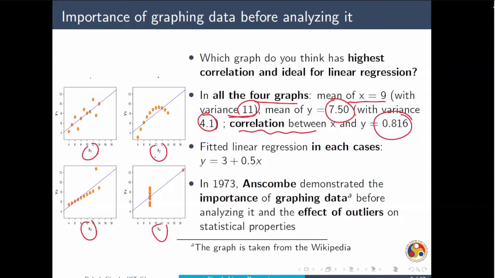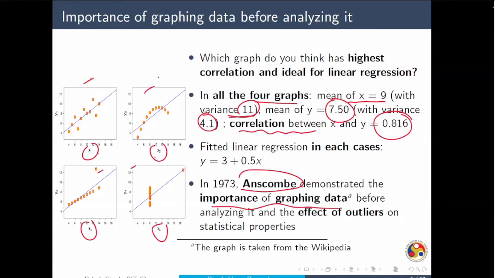Now, see that these graphs are extremely different. From this one to this one to this one, they are all extremely different from each other. But still we have exactly the same average with respect to X and Y, and the correlation in all cases is 0.81. This is called the Anscombe graph. He demonstrated it in 1973 to show the importance of graphing data before analyzing it.